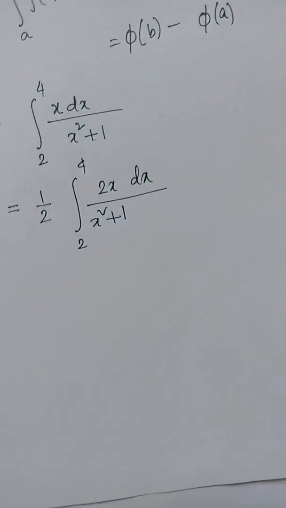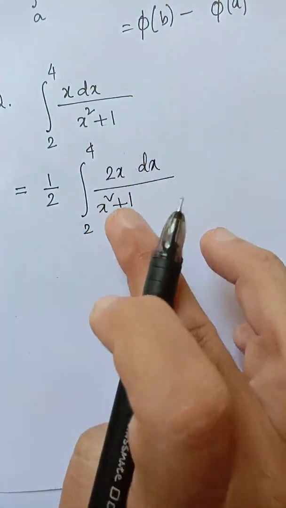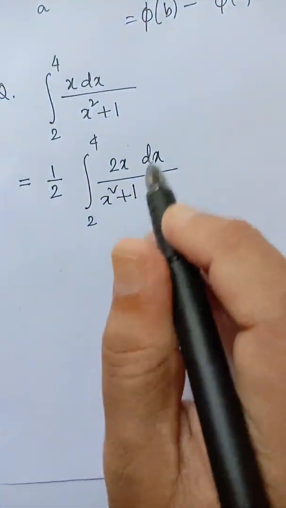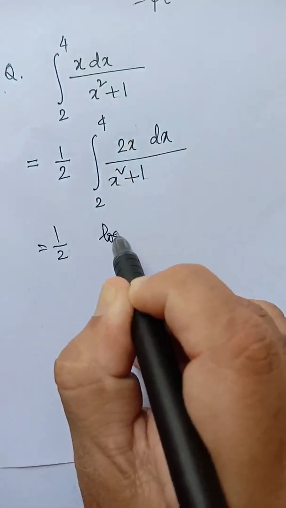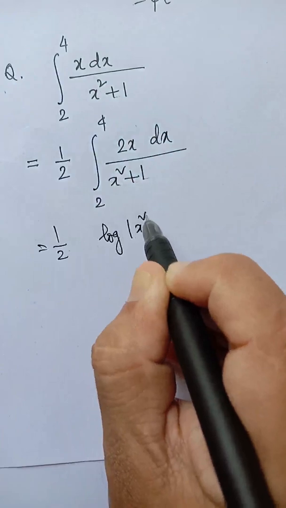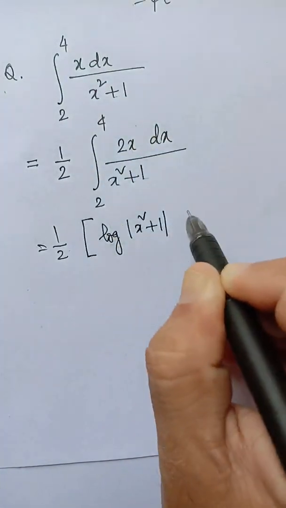Now this integral is of the form f dash x by f x. This is f(x) and this is f dash x. We know the integration of f dash x by f x is log of f(x). So this will become log of x square plus 1, and the limit is from 2 to 4.